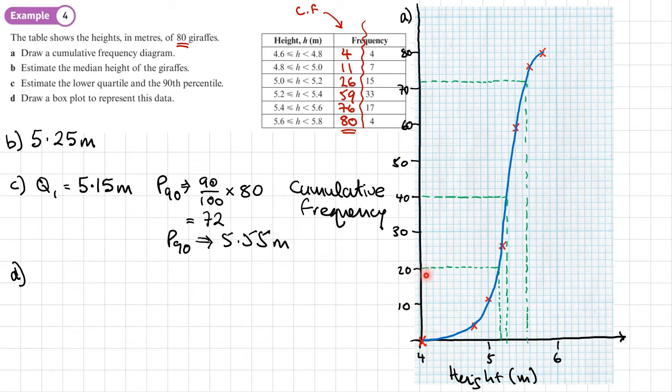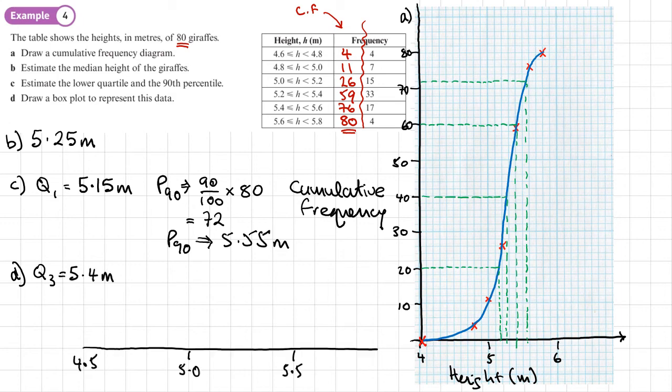Then on part D, we're going to draw a box plot to represent this data. So we've already got the lower quartile, we've got the median. So now we need the upper quartile, 3/4 of 80, which is 60. So that gives me a value of about 5.1, 5.2, 5.3, 5.4. So I've got Q3 as 5.4 meters.